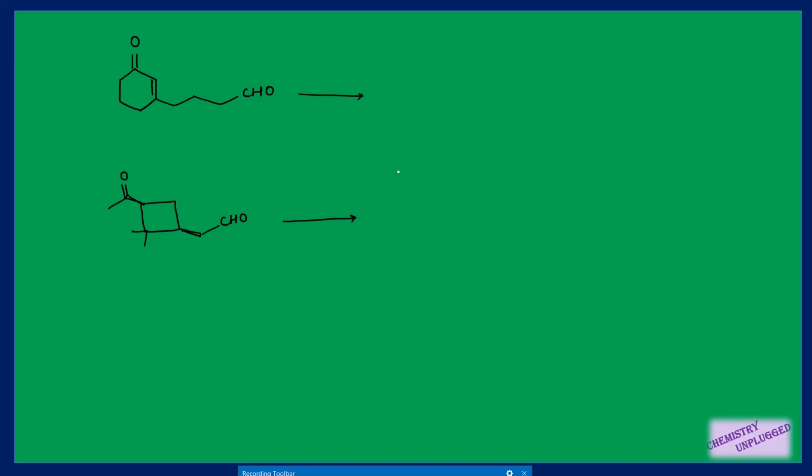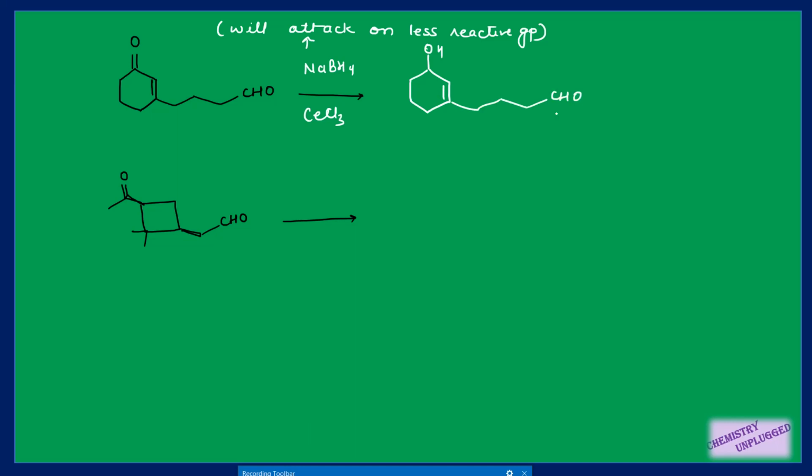borohydride with cerium chloride. Suppose in this reaction we have two groups here, this aldehyde and this alpha beta unsaturated ketone. So this sodium borohydride with cerium chloride will attack the less reactive group. And out of these two, which one is less reactive? This alpha beta unsaturated ketone. Aldehyde is more reactive than ketone, so it will remain unaffected. And because with cerium chloride this will show direct addition, only this ketonic group will be reduced, right?